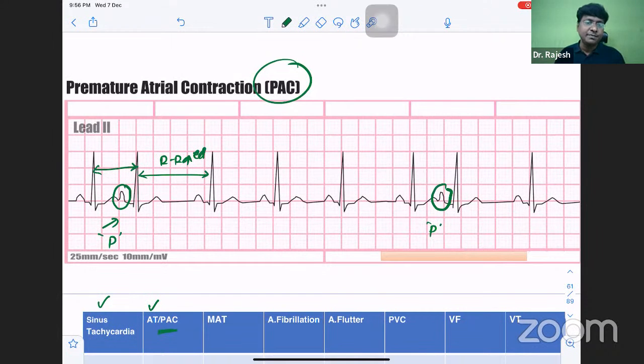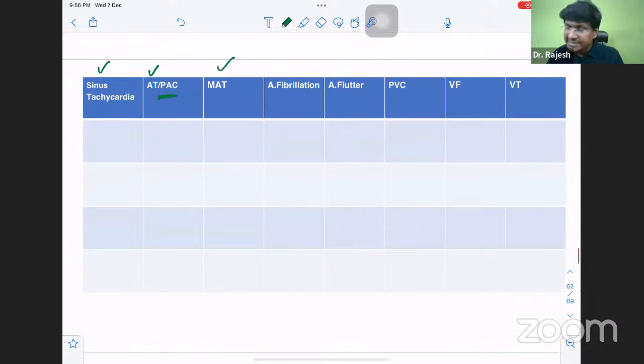And what are the causes for premature atrial contractures? Excessive coffee, decreased sleep, exercise, they all can cause premature atrial contractures, and they can present with palpitations, and it's a benign rhythm. You advise the patient not to worry at all. And the worrying thing is MAT, multifocal atrial tachycardia.